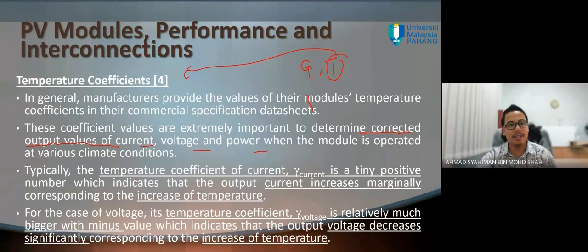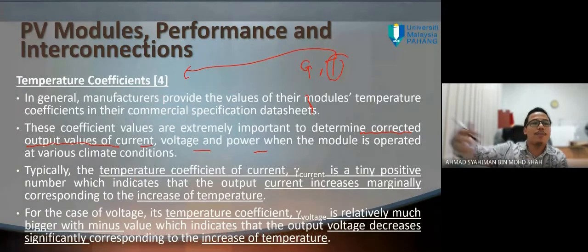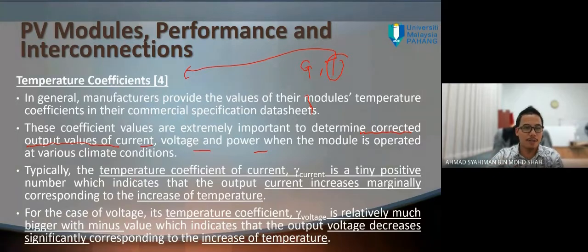Sebab dia bukan STC kan. Suhu sekarang dia ada 35. So suhu 35 ambient tu maksudnya cell temperature dia akan tinggi lagi kan. So maksudnya kita nak kira corrected, kita panggil sebagai corrected output values. Tak apa, jadi kita ada calculation, jangan risau. Ini baru term yang untuk understanding.